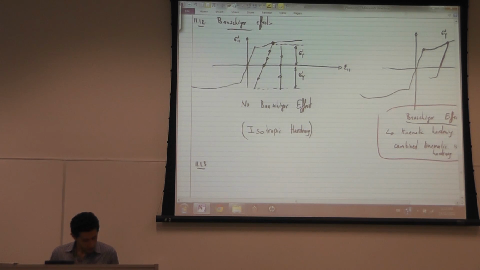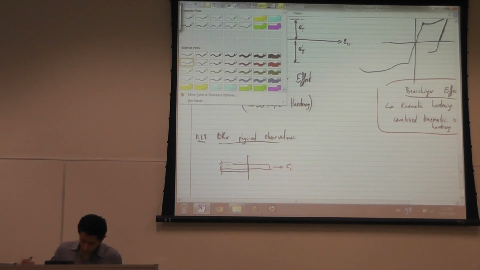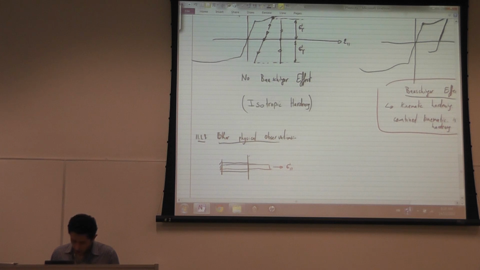Another important physical observation: if this is the original state, and then I apply sigma 1 up to a yield point, a higher yield point, and then I unload, and this is my new zero state.